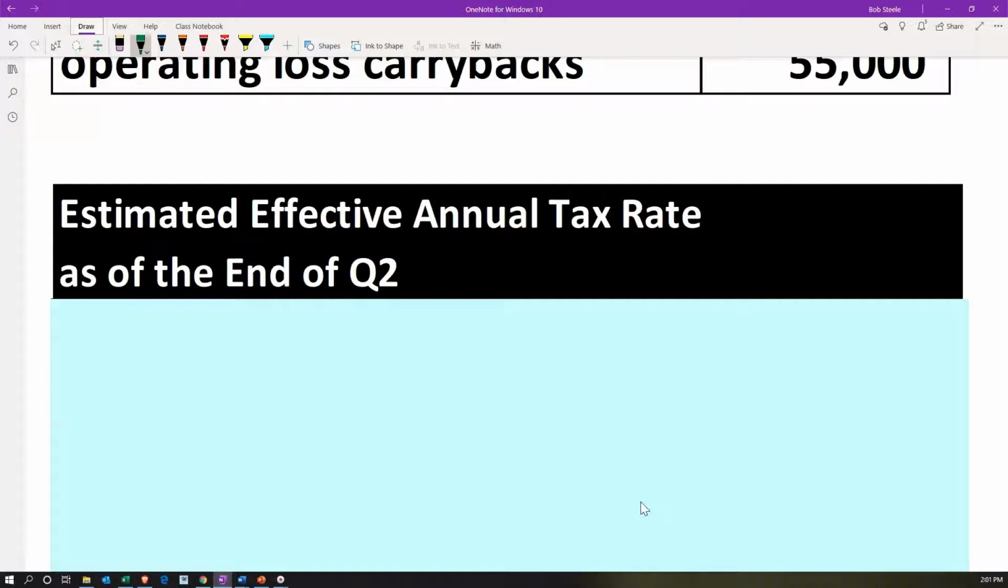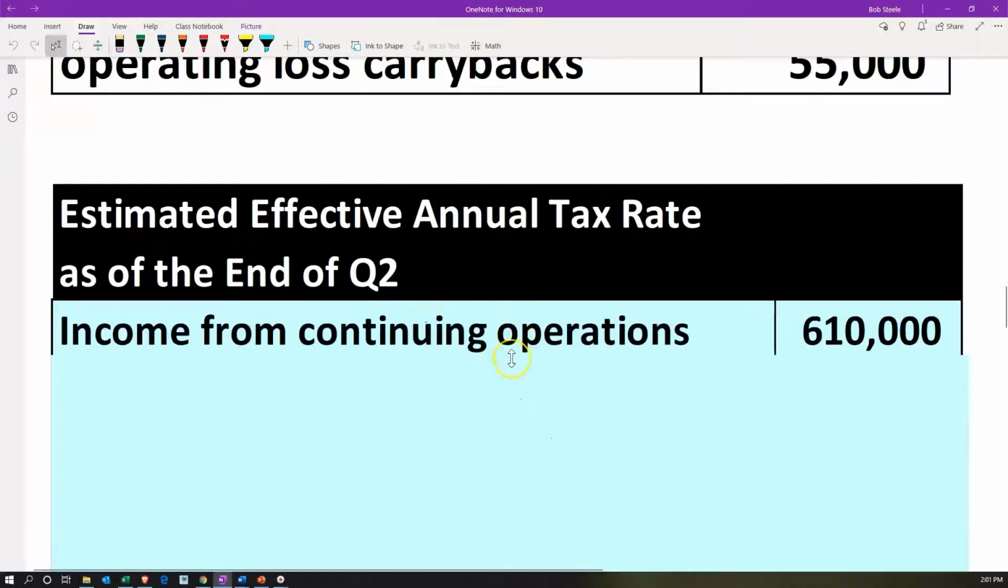We want a tax rate that we can then just take and apply on a quarterly basis. So this is how we're going to deal with that process. We're looking for a rate that we can then take and apply on the quarterly net income. So let's work through this.